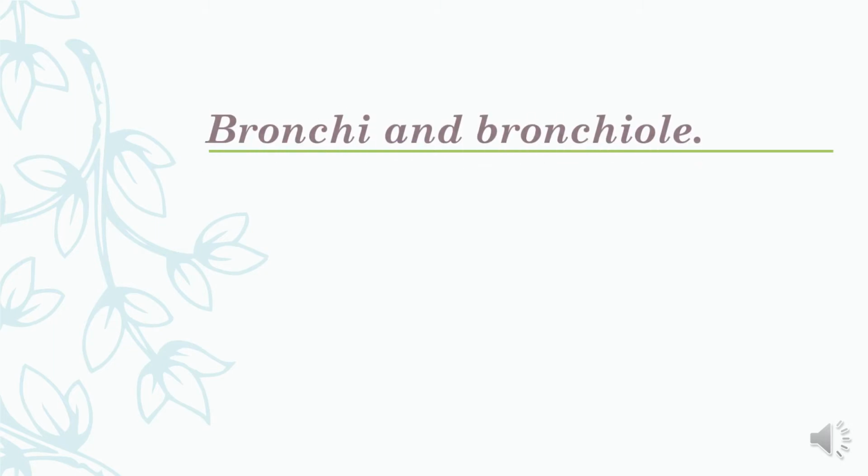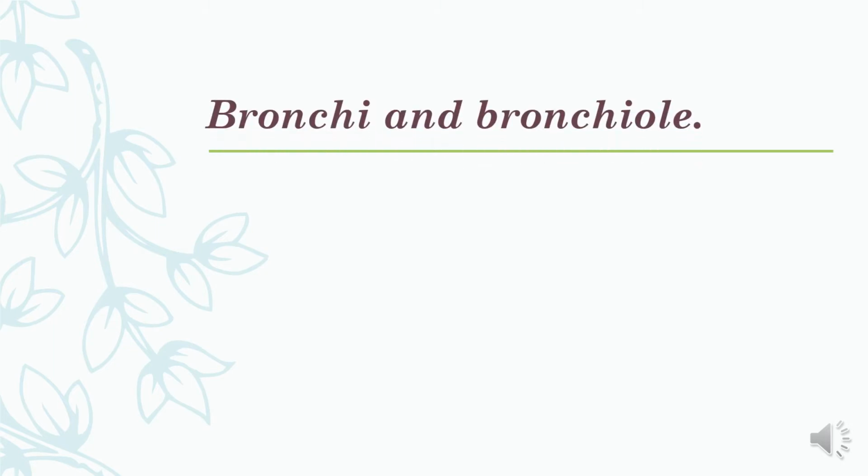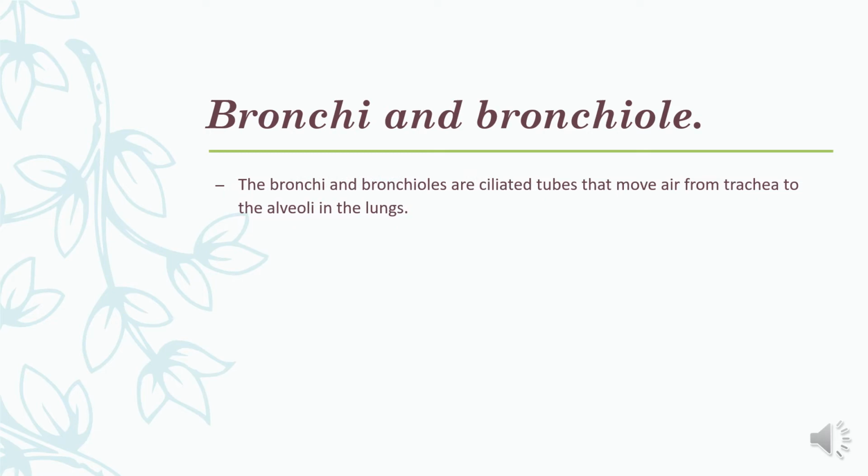Okay, let's look at bronchi and bronchioles. Now, the bronchi and bronchioles are ciliated tubes that move air from the trachea to the alveoli into the lungs. Now, the trachea divides into a left and a right bronchus that enters the left and the right lung respectively, as I have said. Now, both are lined with mucous membranes and are held open by O-shaped cartilage rings.